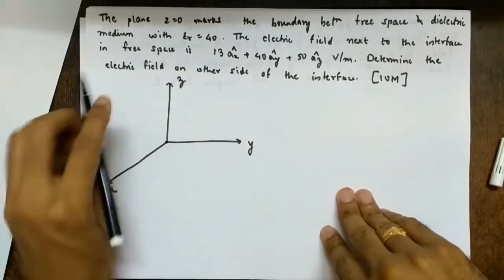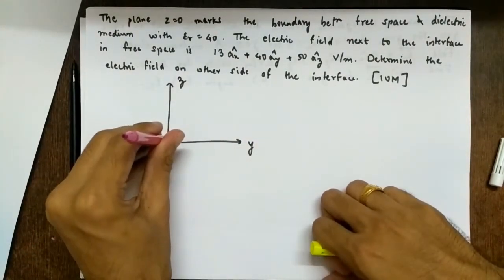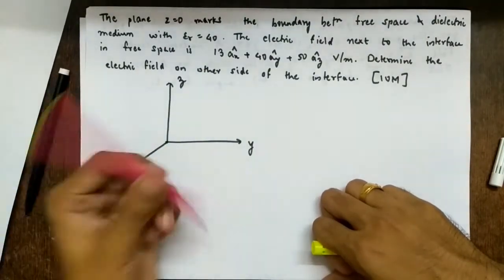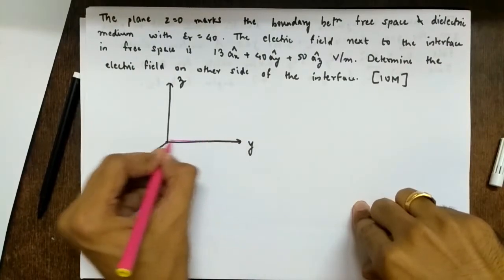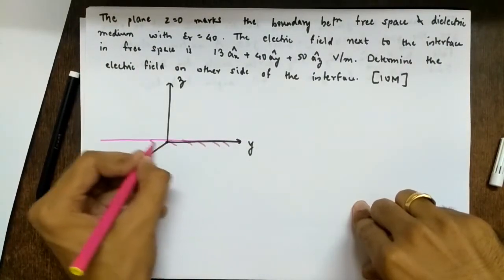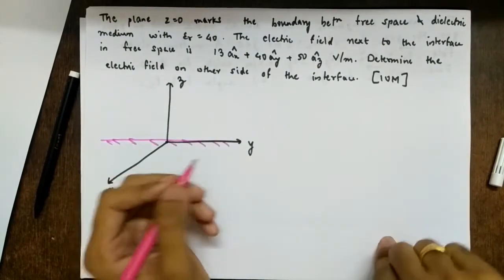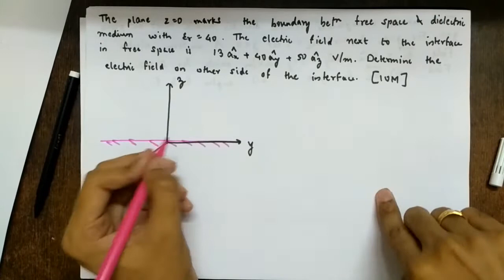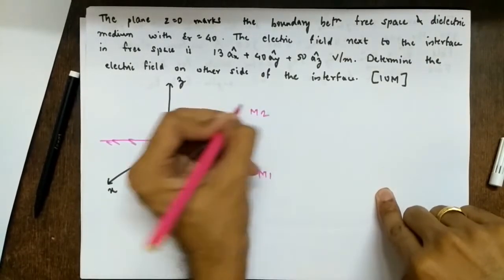So you can imagine this x is directly coming towards you. In that way I am drawing the interface like this. So this is my interface which is separating the mediums. Next, they have not said which medium is where, which is medium 1 and which is medium 2. So let me arbitrarily assume this is medium 1, this is medium 2.